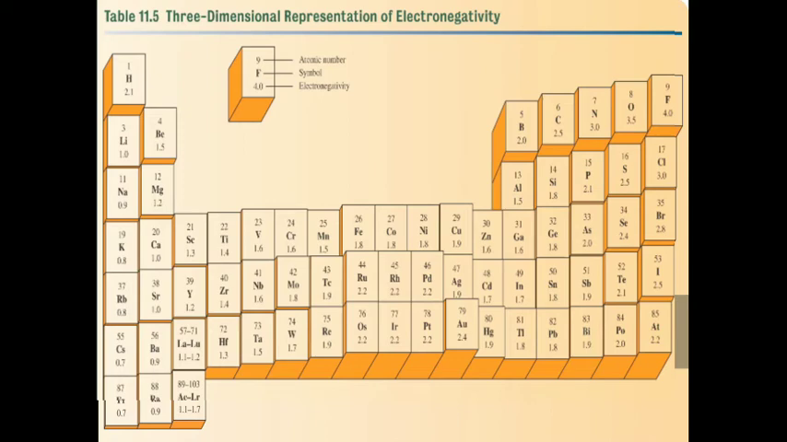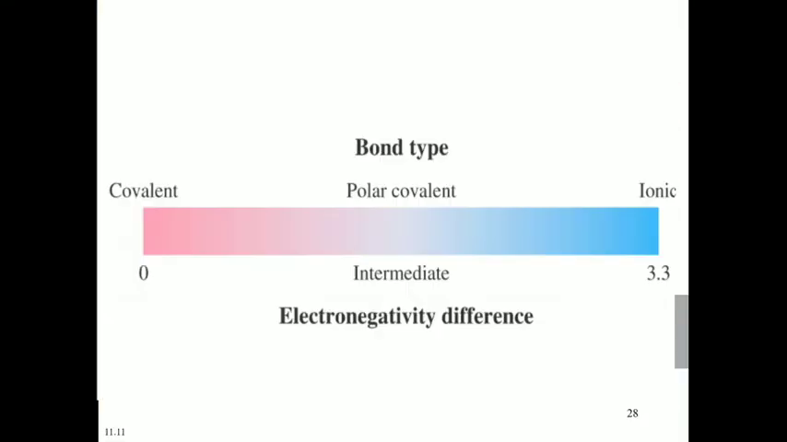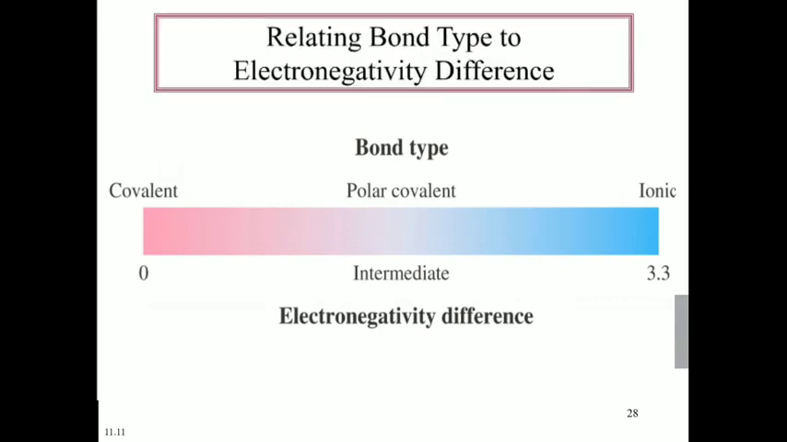We have trends in electronegativity. From top to bottom, within a group, it's decreasing. From left to right, it's increasing. So we have, for example, from top to bottom, fluorine is 4, chlorine is 3. So it gets lower as you go down within a group. On the other hand, across a period, as you move from left to right, electronegativity tends to increase.